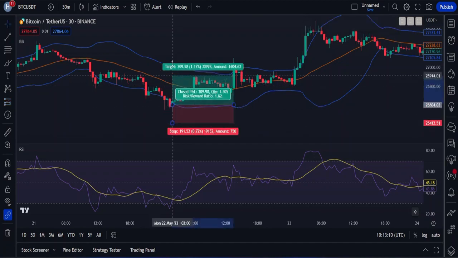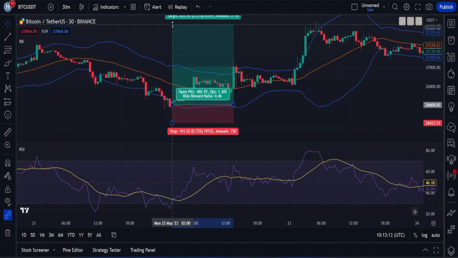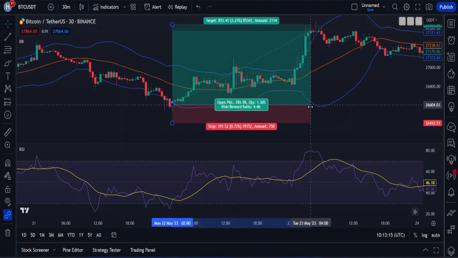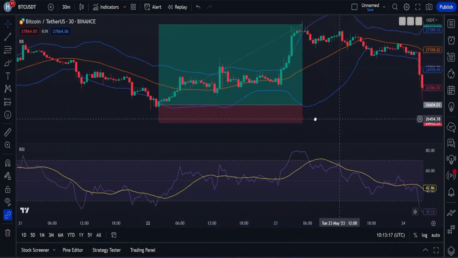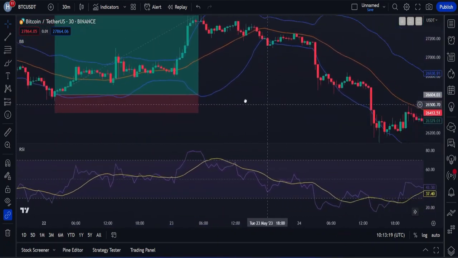So if we would have opened a buy position here, we can see the amazing risk to reward ratio we would have got here. As expected, the price reverts back to the average, resulting in a successful outcome.